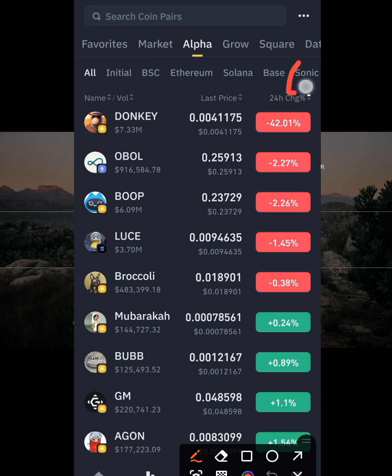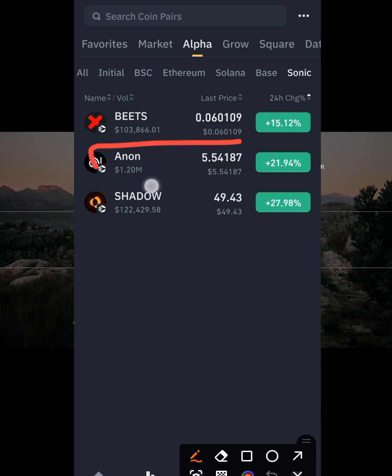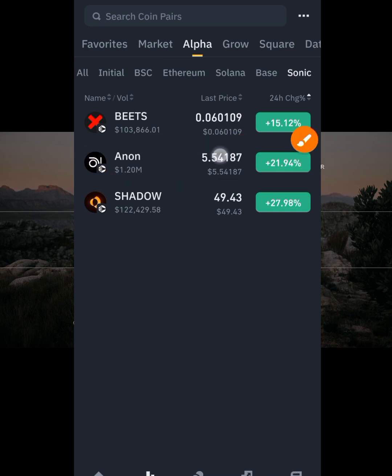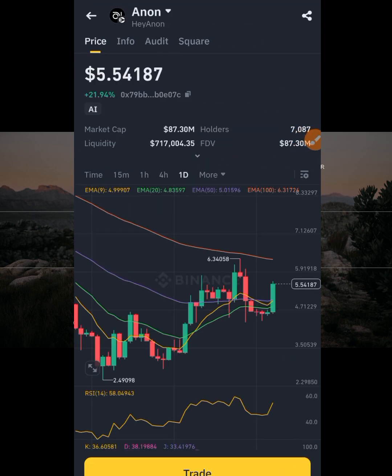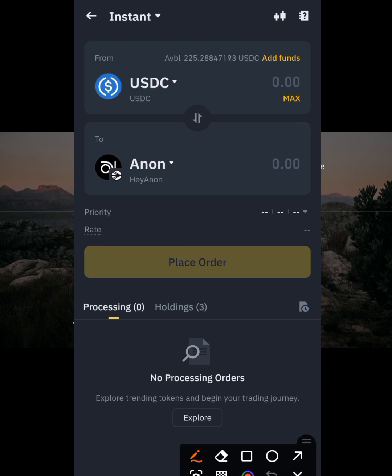So I'll just come to Sonic. You can actually trade on any token of your choice. Just come to Sonic, select any coin you want to trade. Now when you click on it, first of all, make sure you have some tokens in your wallet, as I said before. Now just come to this place and click on trade. The moment you click on trade, please pay attention. You just have to do a normal trade.